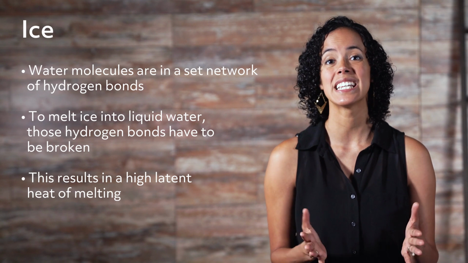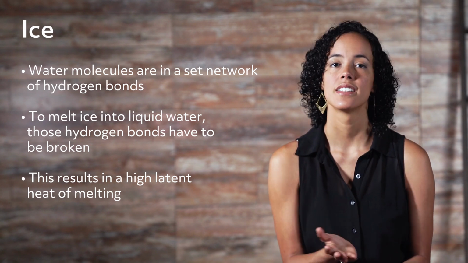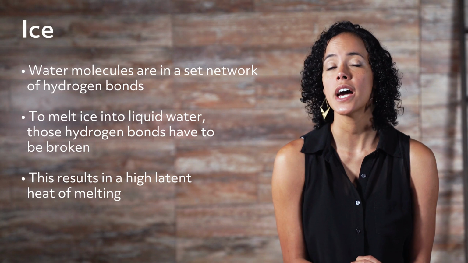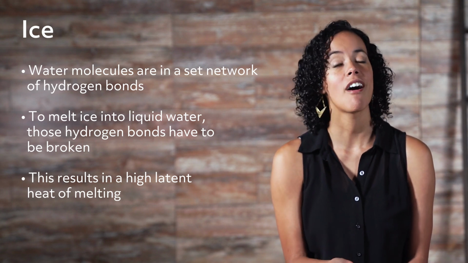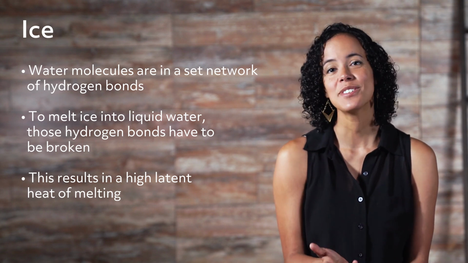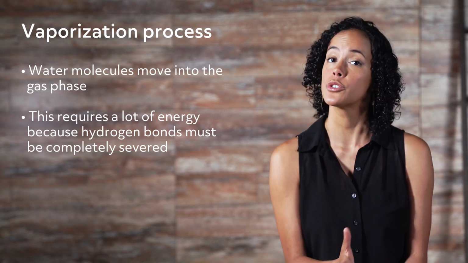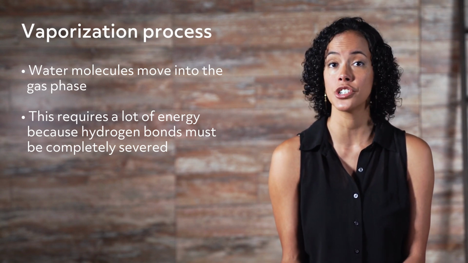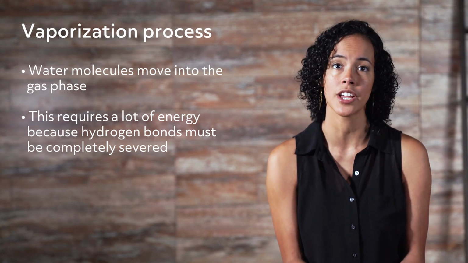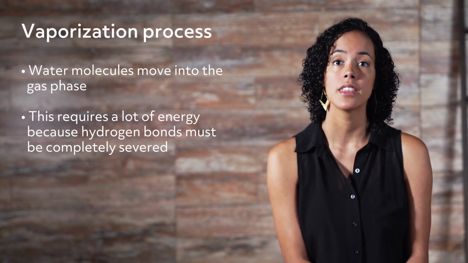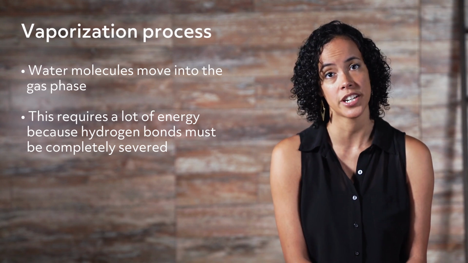Similar reasoning helps us understand why significant energy is required to melt and vaporize water. In ice, water molecules are in a set network of hydrogen bonds. To melt ice into liquid water, those hydrogen bonds have to be broken, though they are reformed in the liquid phase. This results in a high latent heat of melting. During the vaporization process, water molecules move into the gas phase, which requires a ton of energy because hydrogen bonds must be completely severed for that molecule to be released. This results in a large heat of vaporization.